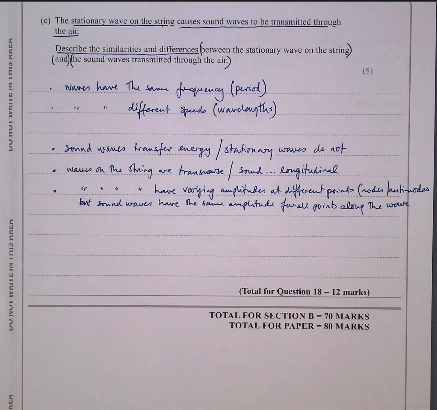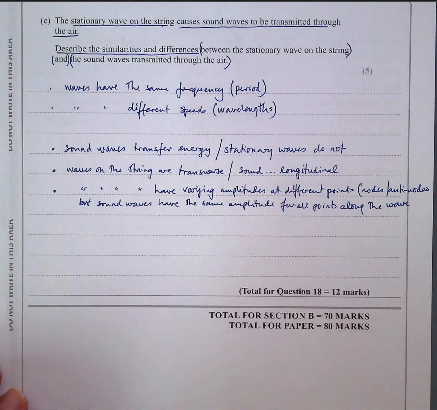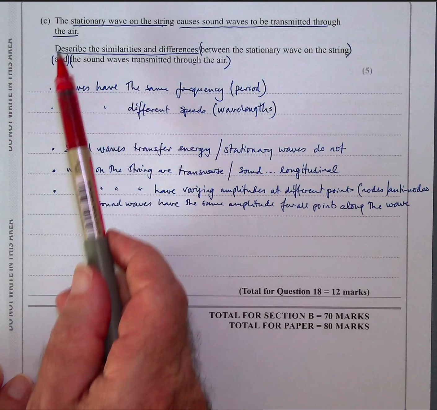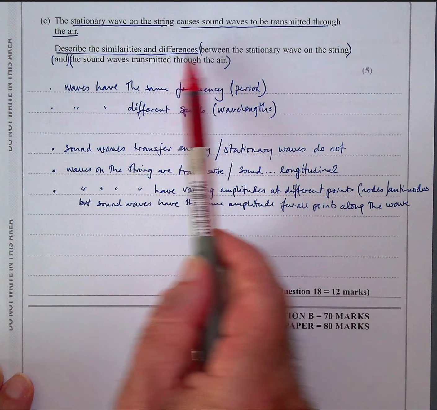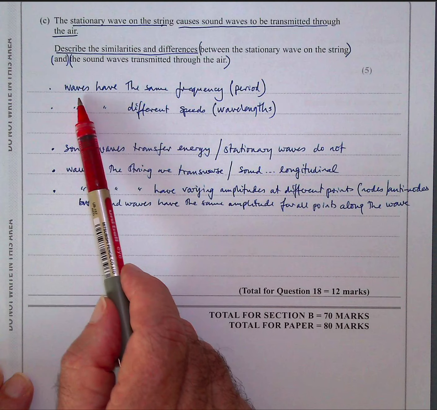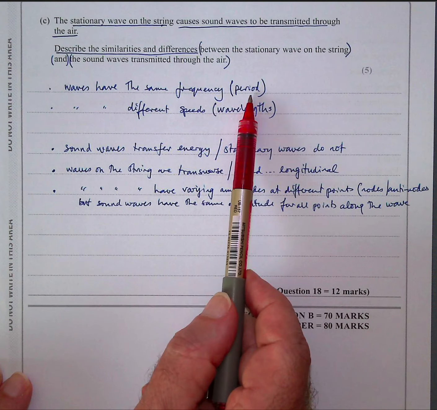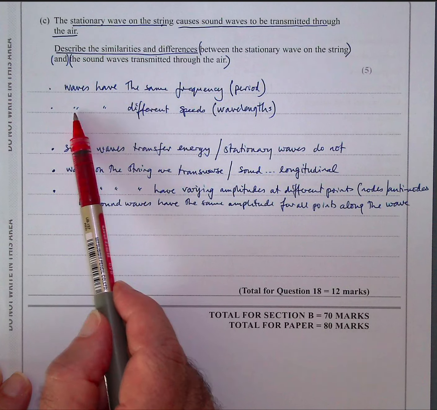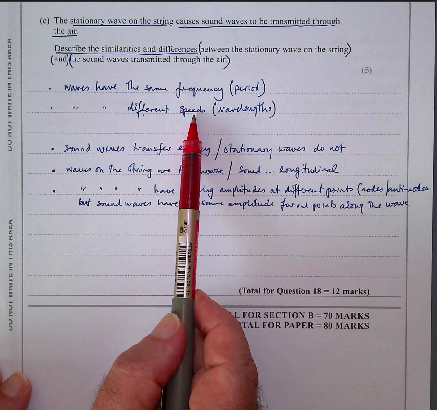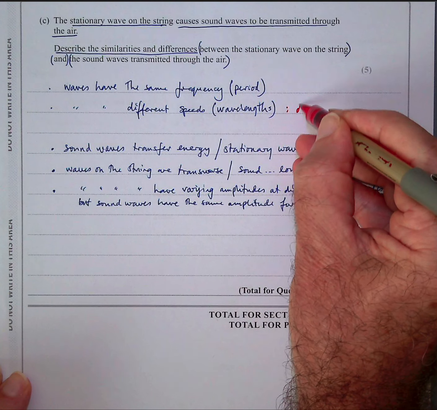The last page says the stationary wave on the string causes sound waves to be transmitted through the air. Describe the similarities and differences between stationary waves on the string and the sound waves transmitted through the air. Well, the waves have the same frequency, so that's the sound you hear. So the frequency and period are interrelated, but the waves have different speeds because one is on a string and one is in air. They're in different media, different materials.